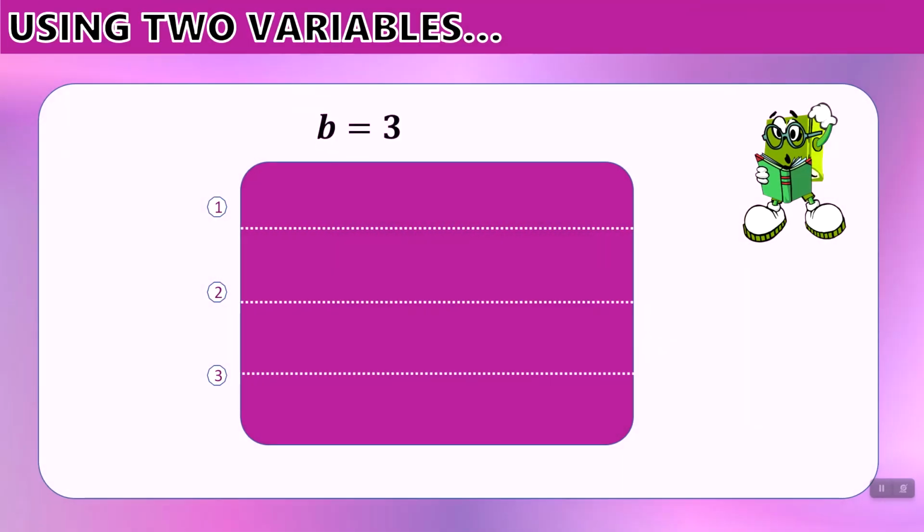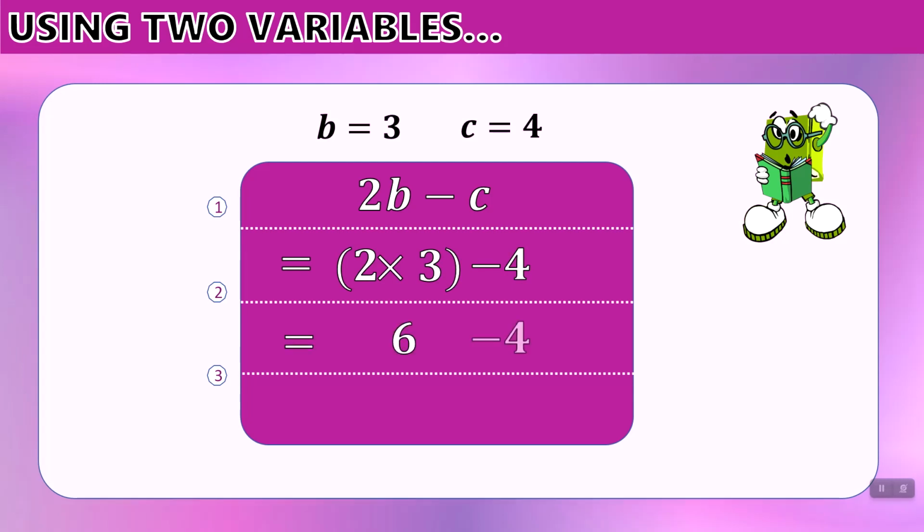How about if b equals 3 and c equals 4, what would be the value of 2b minus c? We have two letters now in the same expression, and so we do each one separately. We replace now the b with the number 3, and we know 2b means 2 times b, and so let's do that separately. 2 times 3, and then we subtract c, which is 4. And so 2 times 3 is 6, take away 4, leaves us with an answer of 2.